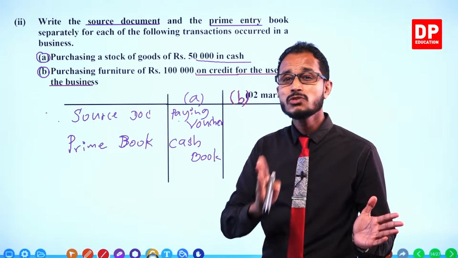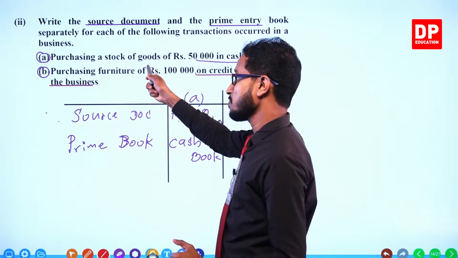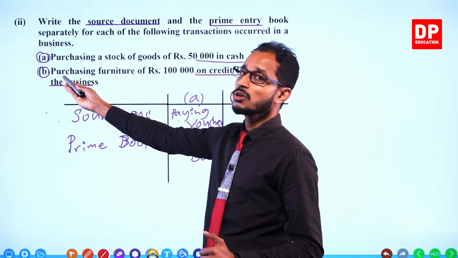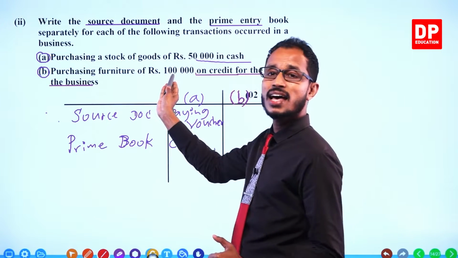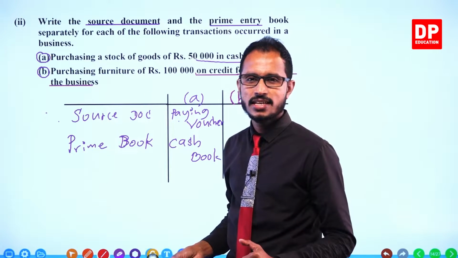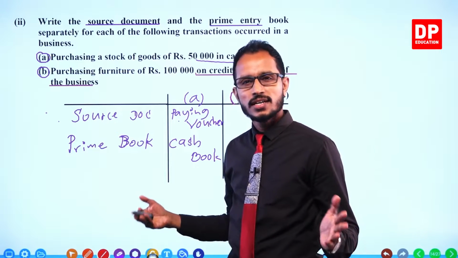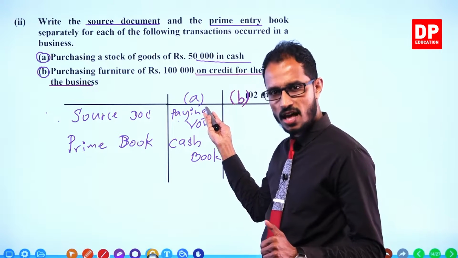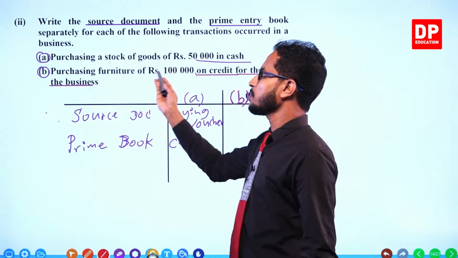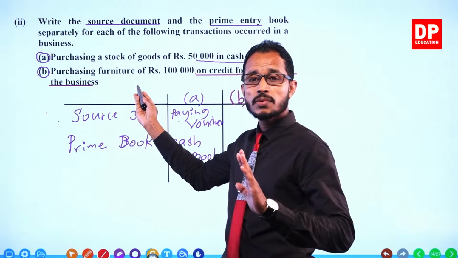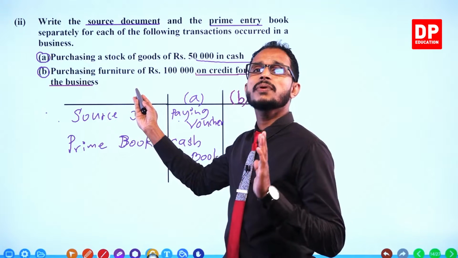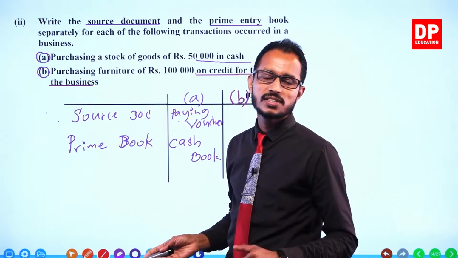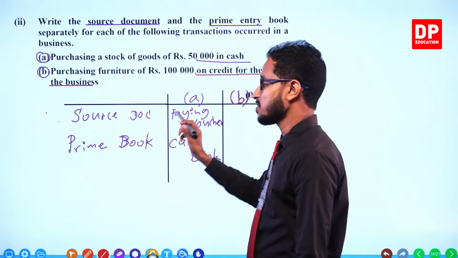But credit purchases of goods, this is purchasing. The first one is purchasing stock, but the second, B, is not purchasing stock. It's purchasing an asset, a non-current asset. So although purchasing on credit, it's not purchasing goods on credit. It's a purchasing of asset. It doesn't go to the purchases journal. It goes to the general journal.